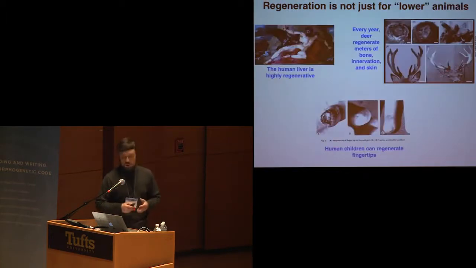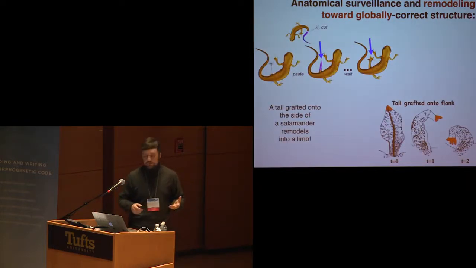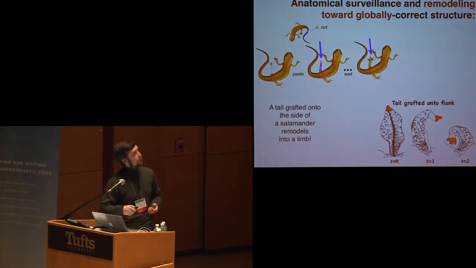So regeneration is not just for so-called lower animals. Even the Greeks knew that the human liver was regenerative. We don't know how they knew that, by the way. Deer, we know, regenerate centimeters every day of new bone and skin when they're regrowing. Even human children below about the age of 11 can regenerate their fingertips, actually. And this is the kind of example that challenges us to think about information flow in this system.